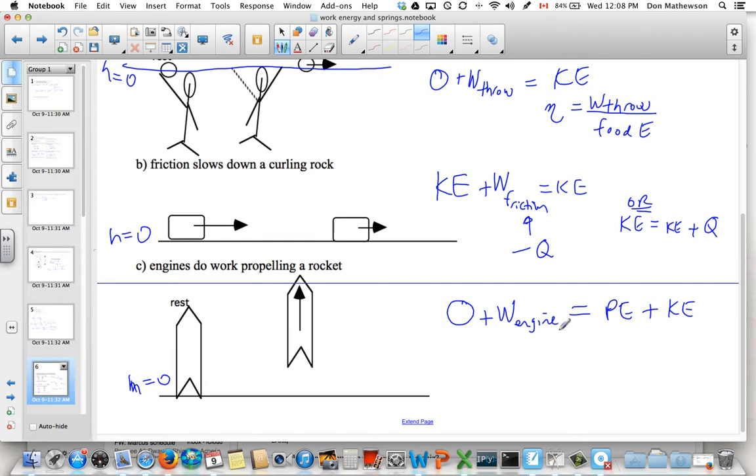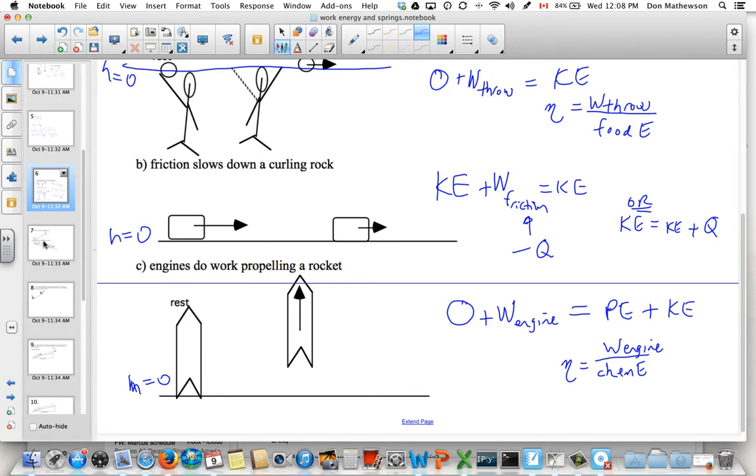So the work done by the engine changed the mechanical energy of the rocket, gave it potential and kinetic energy. In terms of the energy of the universe approach, you would say that this engine work, well, there was some chemical energy input to the engine. Some of that chemical energy was converted to useful work in making the rocket go. The rest was converted to thermal energy, and the energy of the universe is conserved. So that chemical energy equals the engine work plus the thermal energy.